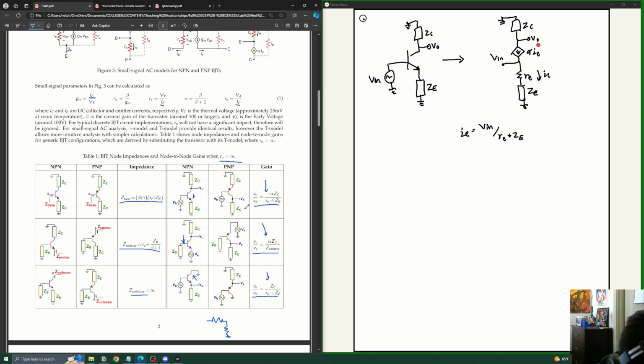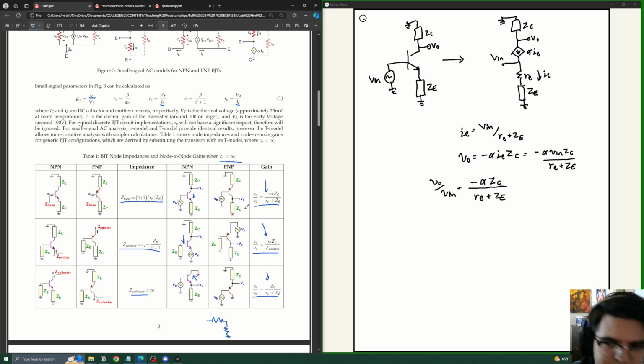And VO is going to be whatever current is dropped across this collector impedance right here. So VO is equal to negative alpha IE ZC. And then we already determined that IE equals that. So then we get negative alpha VN ZC divided by RE plus ZE. And this follows suit, giving us the equation that we see here in the table. So it's negative alpha ZC over RE plus ZE. I recommend applying a very similar method of analysis to derive these equations for yourself.